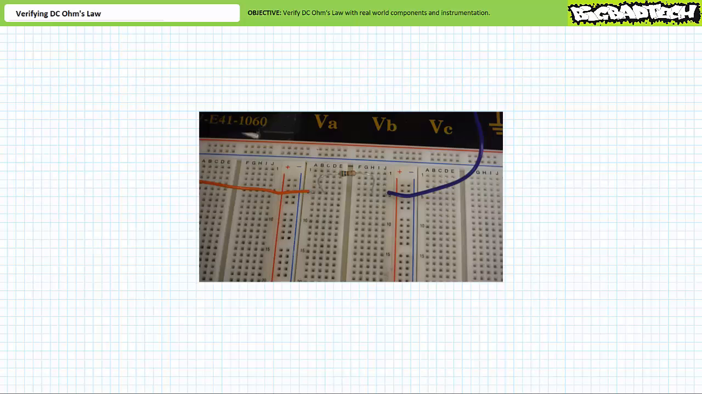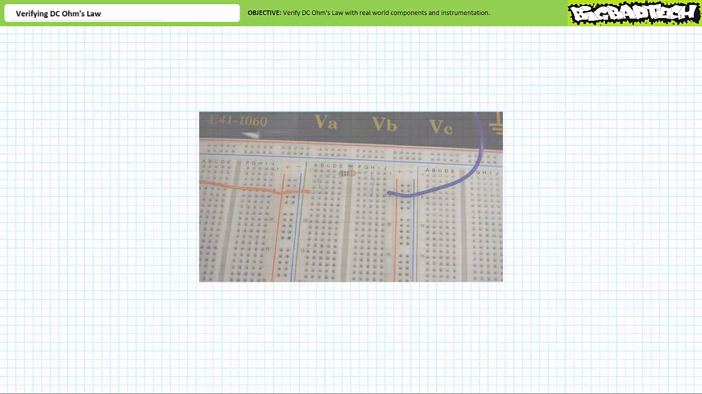Here's a much better implementation of this circuit, where the positive terminal of the source and one terminal of the nominal 560 ohm resistor are both landed at node 5A through E, and the other terminal of the resistor and the negative terminal of the source are both landed at node 5F through J across the ditch. A complete circuit has been established, and one and only one path from node 5A through E to node F through J exists, such that all current will pass through the nominal 560 ohm resistor.